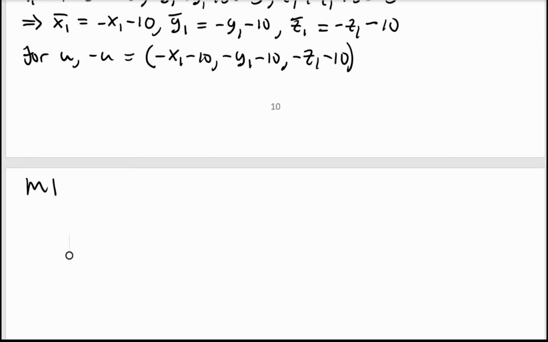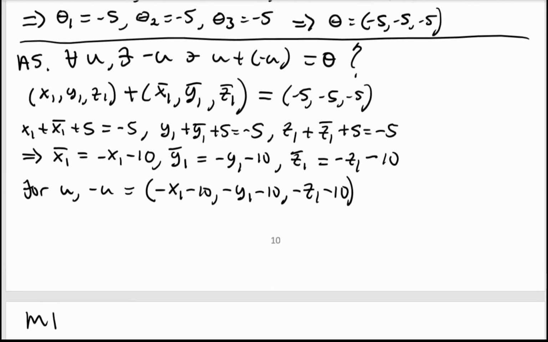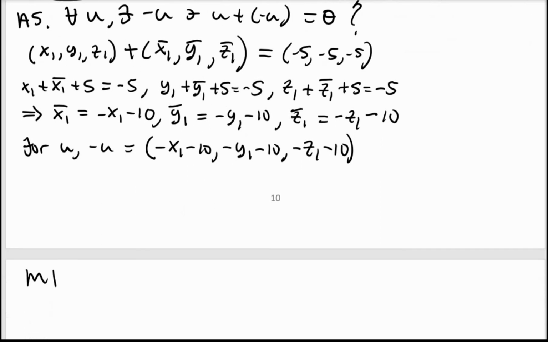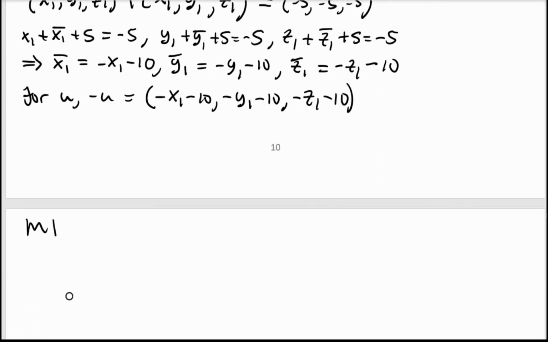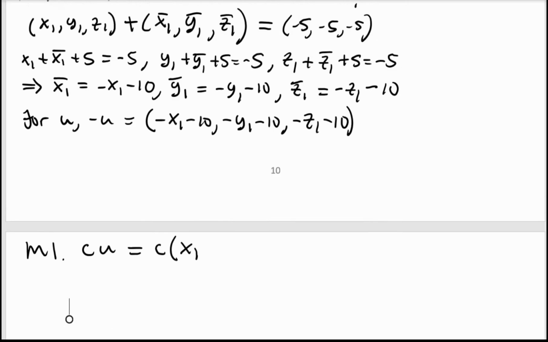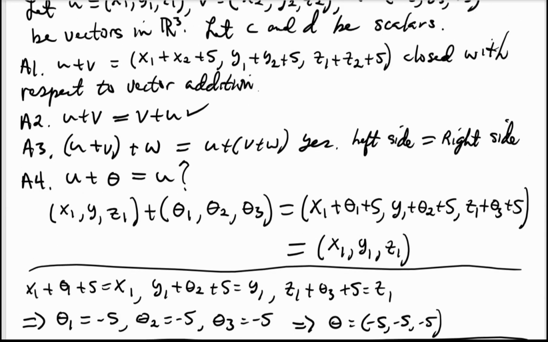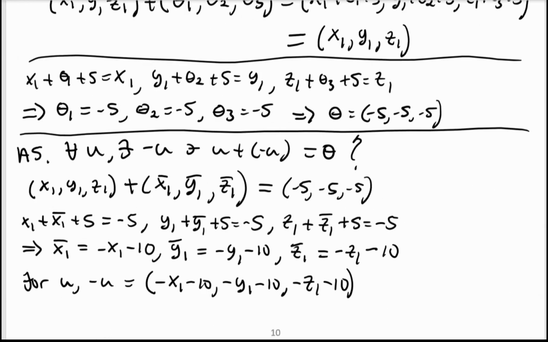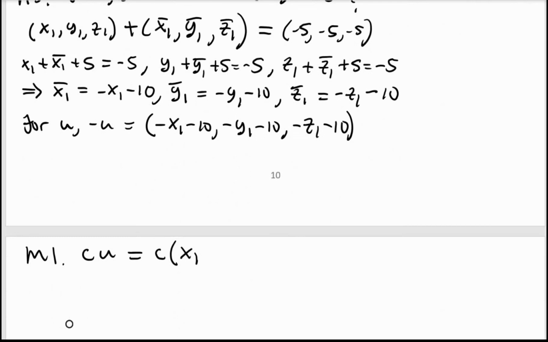So I'm at M1. I think that's correct because that last one was A5. So here we have some scalar times u. So that's c times u, and so x sub 1, y sub 1, z sub 1, right?